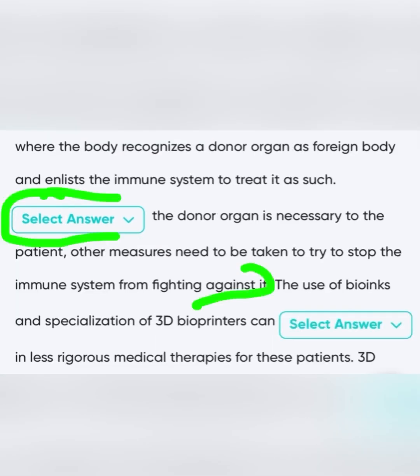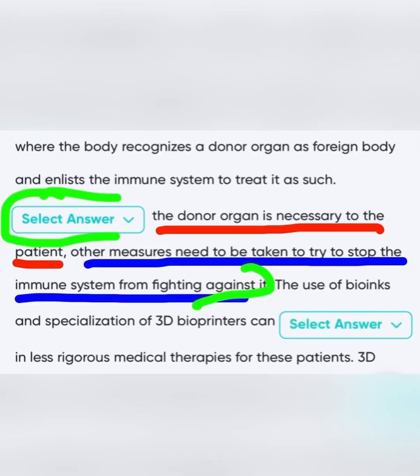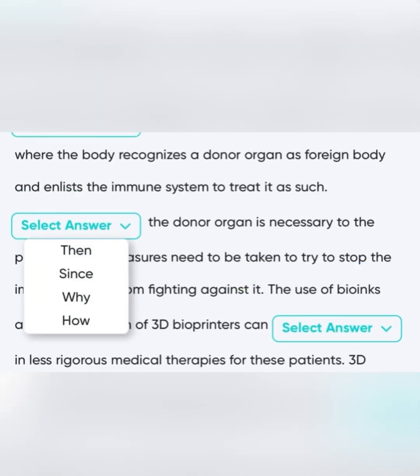The next sentence starts with the fill-up. Dash the donor organ is necessary to the patient, comma, other measures need to be taken to try to stop the immune system from fighting against it. Now let's see what the options are there for this fill-up. You can see the options are then, since, why and how.